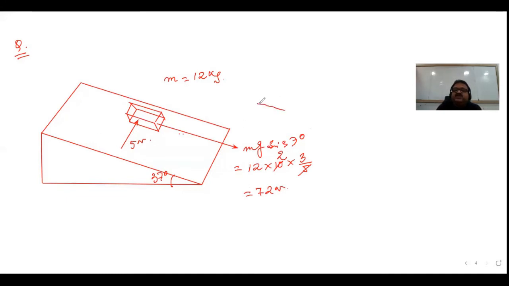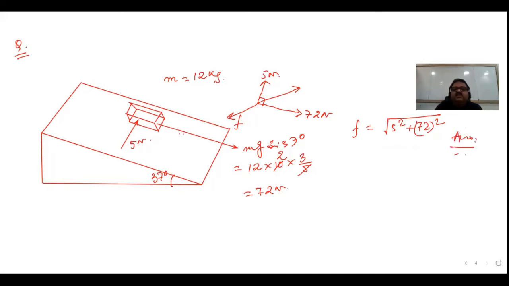Now, if I draw this, so look at this. This is 72 Newton and 5 Newton. Both are acting perpendicular to each other. So what will be the direction of the resultant force? This. So frictional force would be acting along this direction. And what is the value of that frictional force? F equal to root over of 5 square plus 72 whole square. Okay. So this is the answer. Now, let me solve more problems related to the contact force of friction, so we can understand the concept in a much better way. Correct?